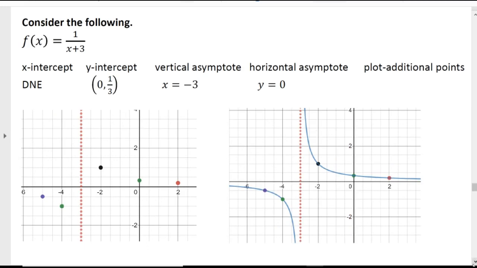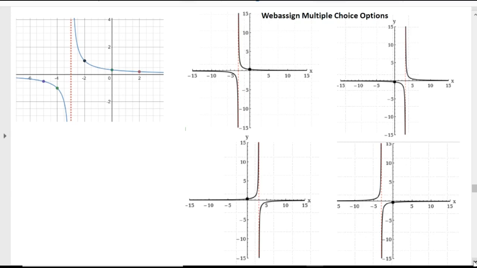So in WebAssign, it's multiple choice. So if we look at our graphs here, we pick the one that we think is closer to what we drew on our paper. Okay, so the second one here, the vertical asymptote is in the wrong place, and the third one is in the wrong place. So it's between the first one and the last one. But then we can see that the graphs are incorrect. So my answer is the first one.